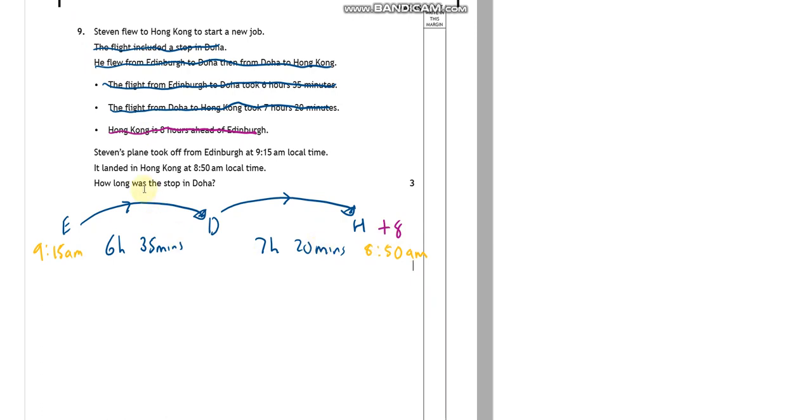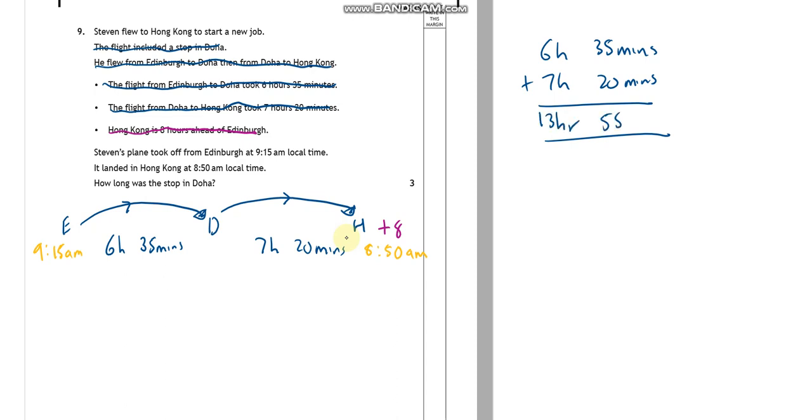Okay, well, the first thing you want to do is add up his total journey time. So we'll say 6 hours 35 plus 7 hours 20. So that's 13 hours and 55 minutes. Okay, so first step done. So if I'm adding on to the departure time, I should be adding on 13 hours 55 minutes to that time.